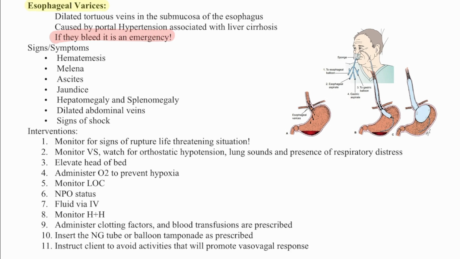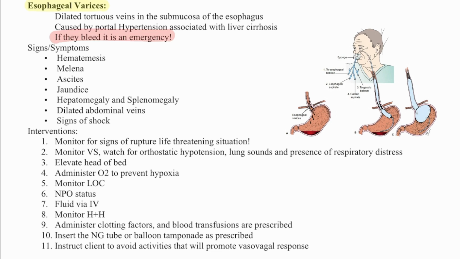hematemesis, so coughing up blood, dark blood in the stool, melena, ascites, jaundice, hepatomegaly and splenomegaly, dilated abdominal veins, and signs of shock. We're going to monitor for signs of rupture because this is life-threatening. Monitor vital signs, watch for orthostatic hypotension, monitor lung sounds, and note any presence of respiratory distress.